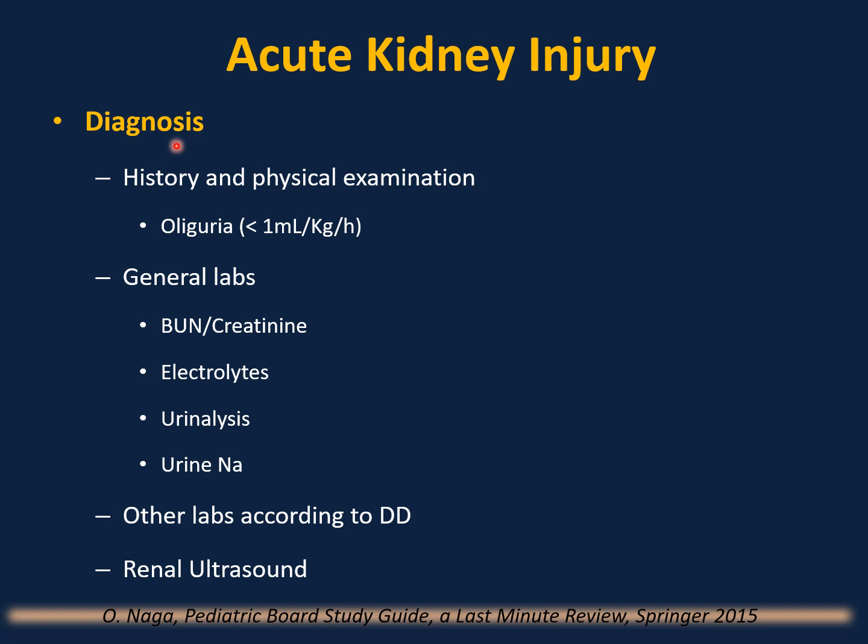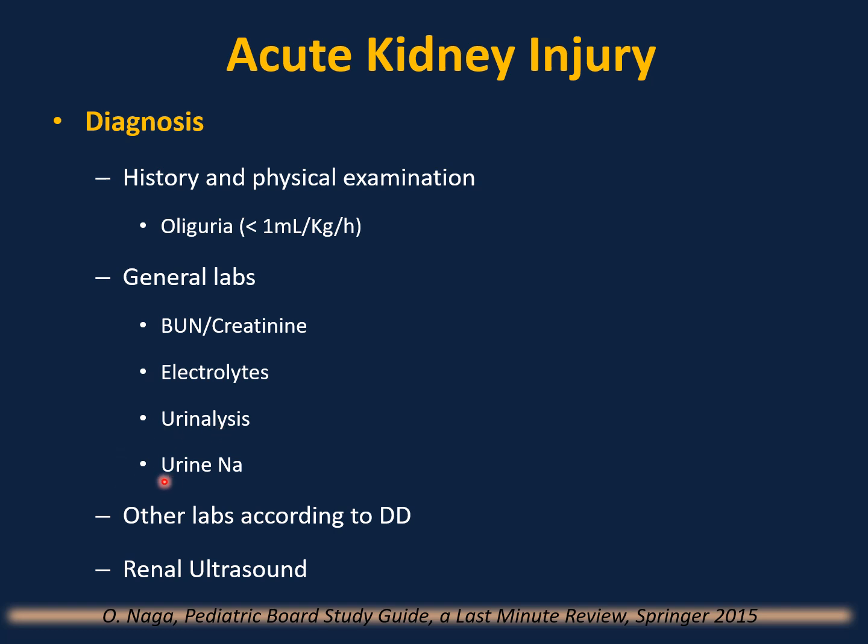For diagnosis of acute kidney injury, history and physical exam are critical to be able to narrow your differential and to be able to order the appropriate labs. In general, oliguria is less than 1 ml per kilo per hour. General labs: BUN and creatinine, electrolytes, and you can do that by just ordering a BMP.